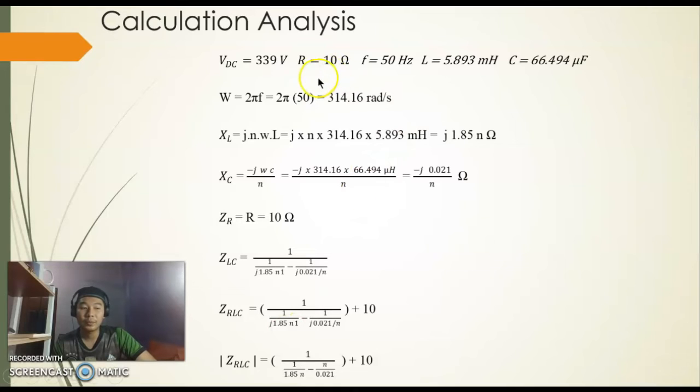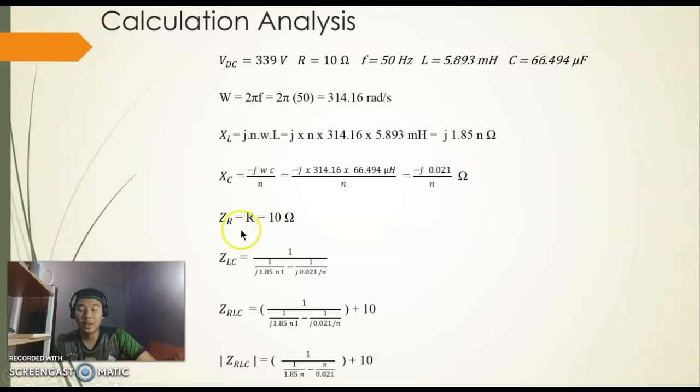So as you can see here, this represents the value of the components in our circuit. So we have the VDC, resistance, frequency, inductance, and the capacitance. So first we find the omega. After that, we find the SL and SC for calculating the impedance in the next step.